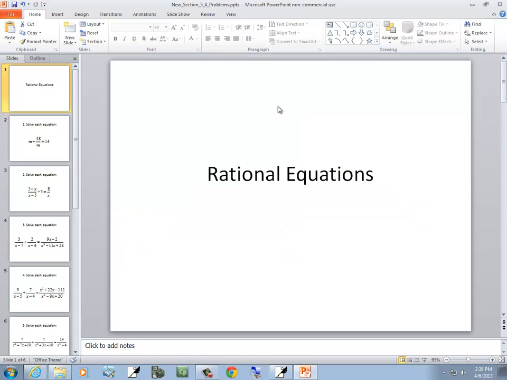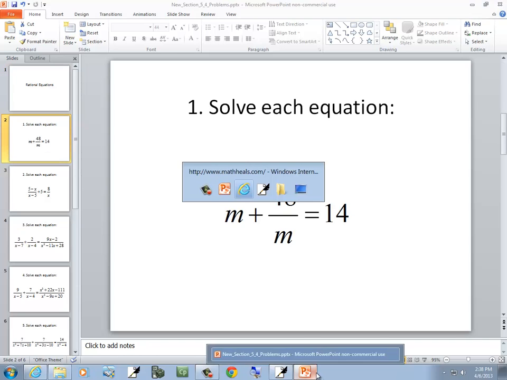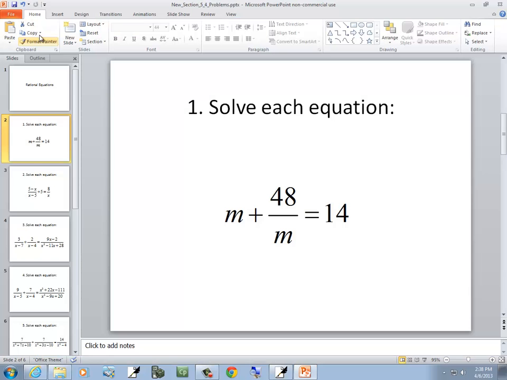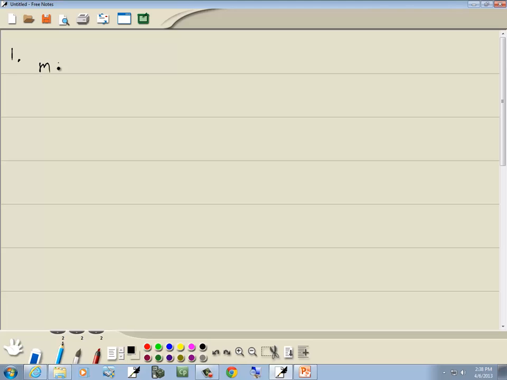Let's take a look at rational equations. Let's take a look at our first problem here. This one won't really demonstrate all the steps, but m plus 48 over m is equal to 14. And this is solving rational equations.